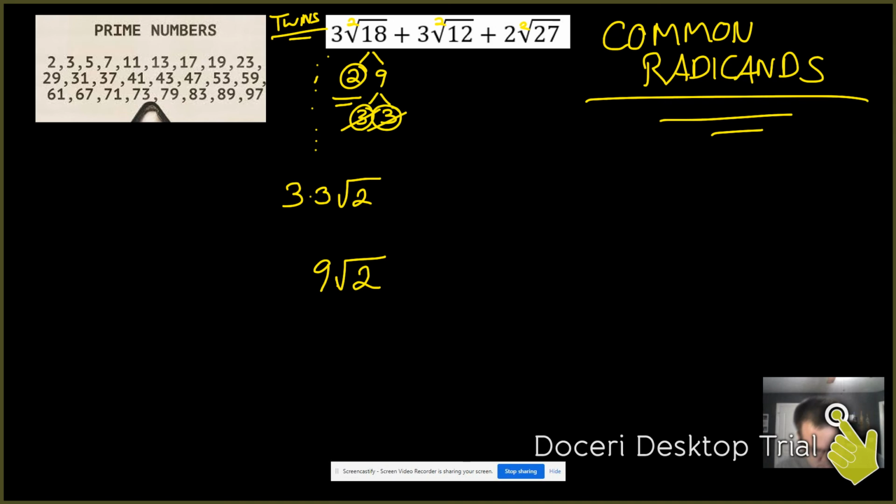Let's move on to the 12 now. 2 and 6. 2 and 3. Circle your prime numbers. There's the guy that's waiting for whoever escapes. The escape card. Cross out the 2's. 1 escapes. That square root of 3 stays in. So we're left with 6 square root of 3.